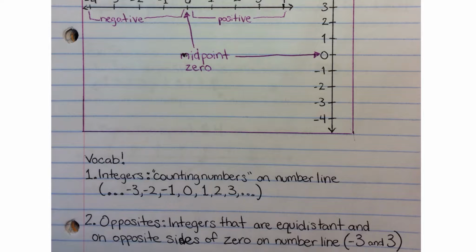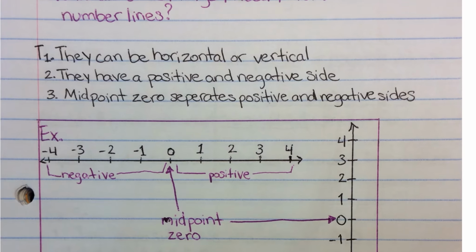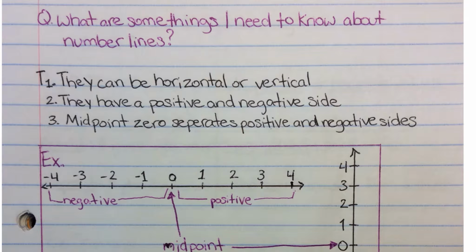As you know, it's been a while, but we always start with looking at our question. At the end of this lesson, hopefully we will be able to answer this question. And that question is, what are some things I need to know about number lines? So moving forward into Module 3, there are 3 big items that I would like you to know. This is the first one, second one, and third one.